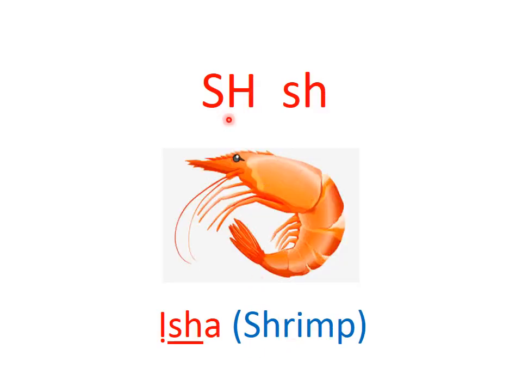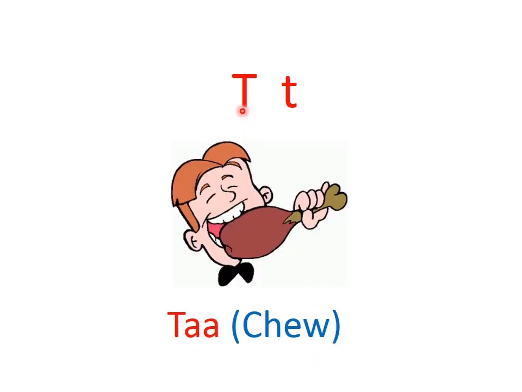A variation of C, she, as in Isha. We do not have many words beginning with she in Igbo, so we found this in the middle. Isha, shrimp. T as in tar, chew.